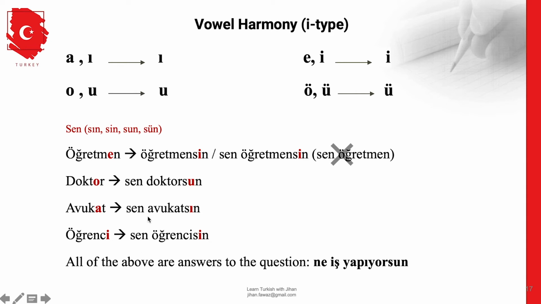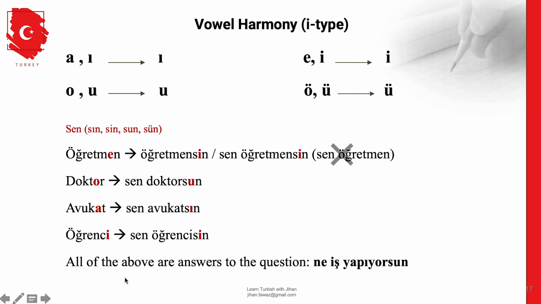Sen avukatsın. And the last one, öğrenci. Öğrenci means student. Sen öğrencisin. Because I have the i as the last vowel in that word, if I go back to the rule, it says you have to use i. I come here. Which one has the i letter? This one. So I say öğrencisin.